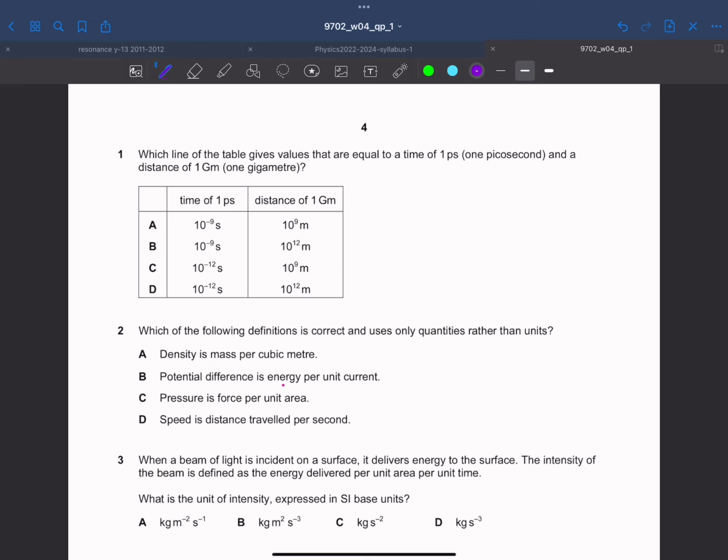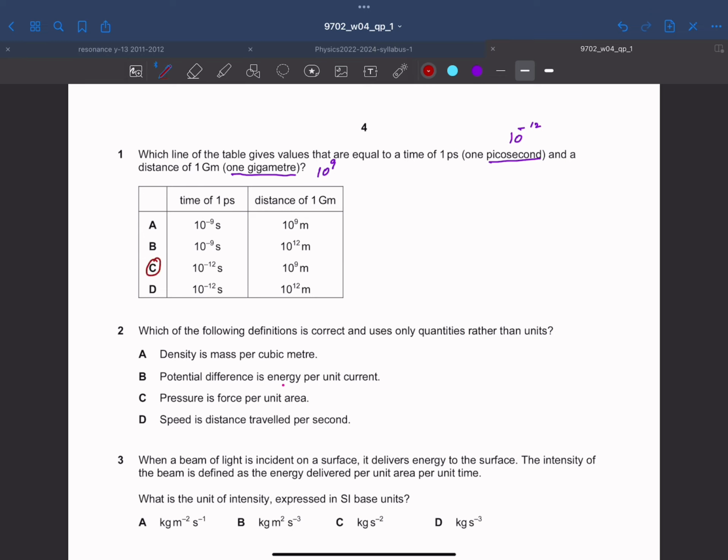Which line of the table gives values that are equal to a time of 1 picosecond and a distance of 1 gigameter? This is basically based on our knowledge. When we talk about pico, this is 10 to the power minus 12, and when we talk about giga, it is 10 to the power 9. These are the prefixes we have to remember. A picosecond is 10 to the power minus 12, and the gigameter is 10 to the power 9, and simply you can say that the answer is C.